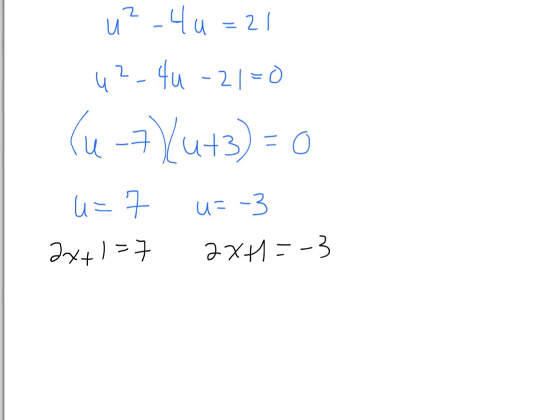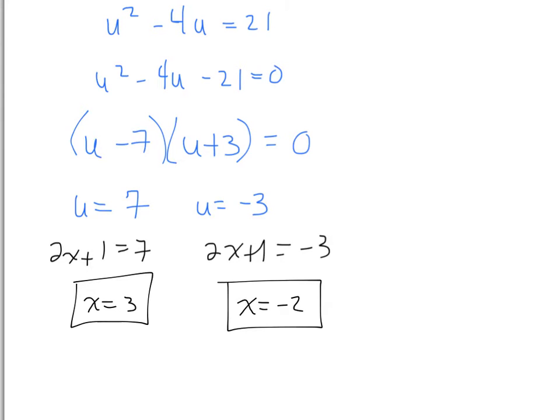As a result, moving the 1 over, dividing by 2, we're going to get x equals 3 over here. Moving the 1 over, divided by 2, we're going to get x equals negative 2 over here. Okay, is the process pretty easy? This one's pretty straightforward, so it's not very difficult to do. Let's look at ones that are a little more complex than just this.